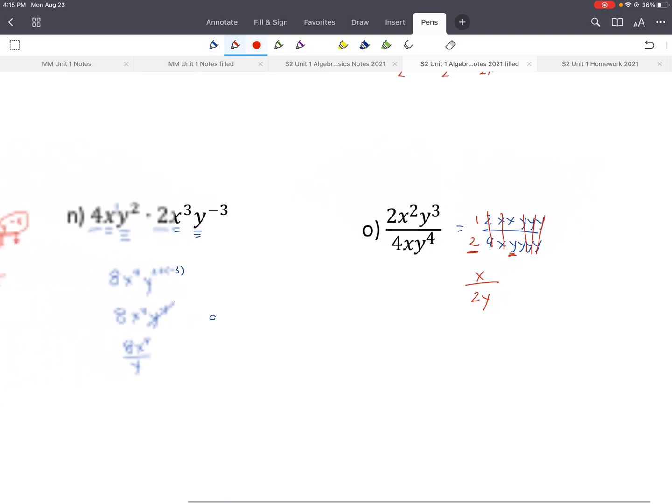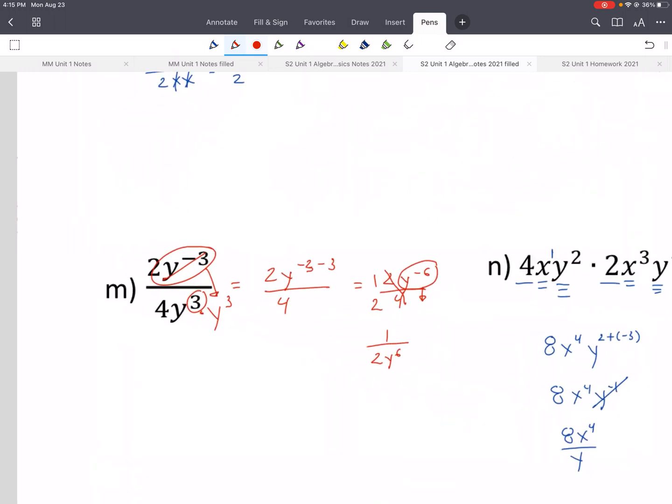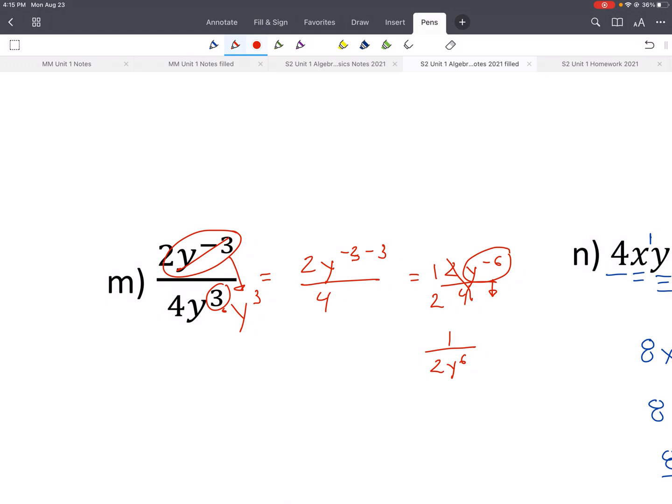All right. Well, either way, you can do the rule or you can expand and cancel. The one thing that you can't do is you can't expand something with a negative exponent. So you would need to bring that down first, and then you can expand.